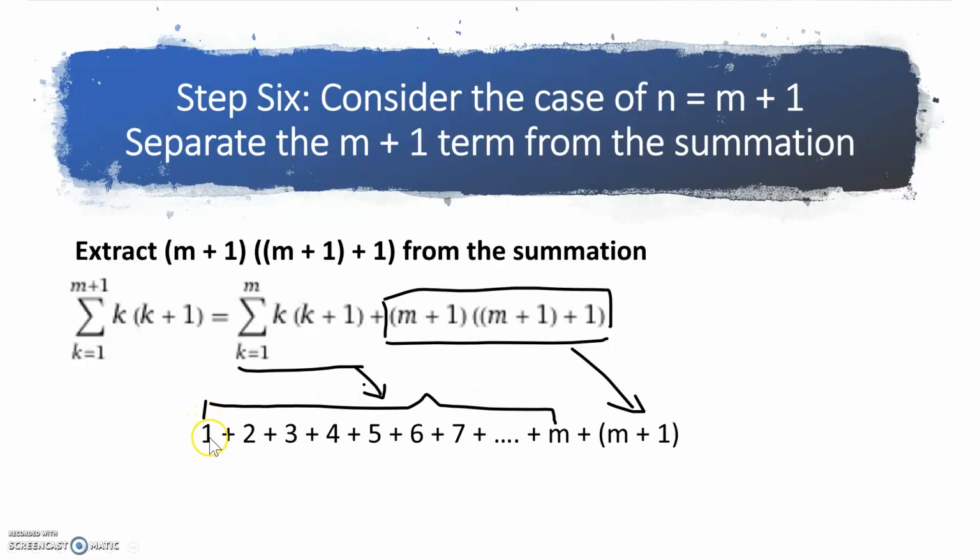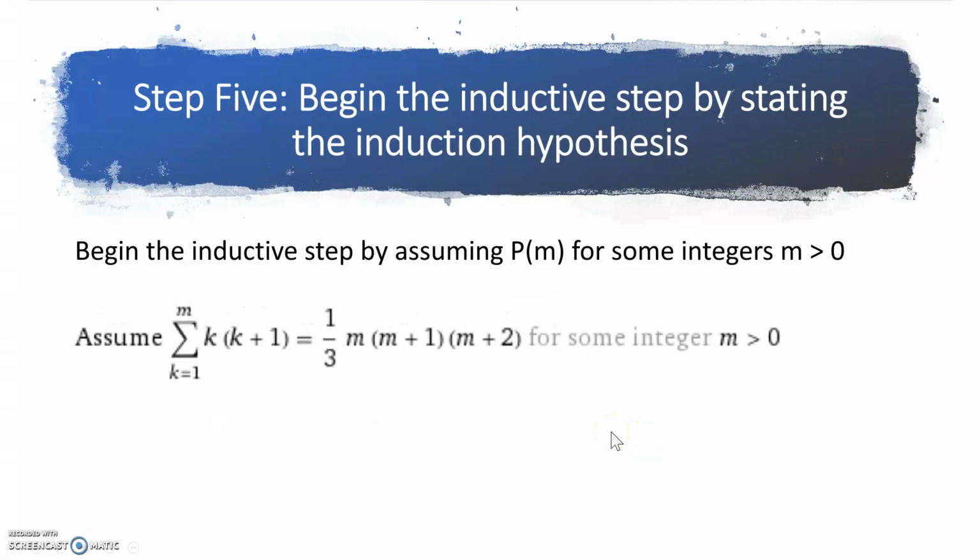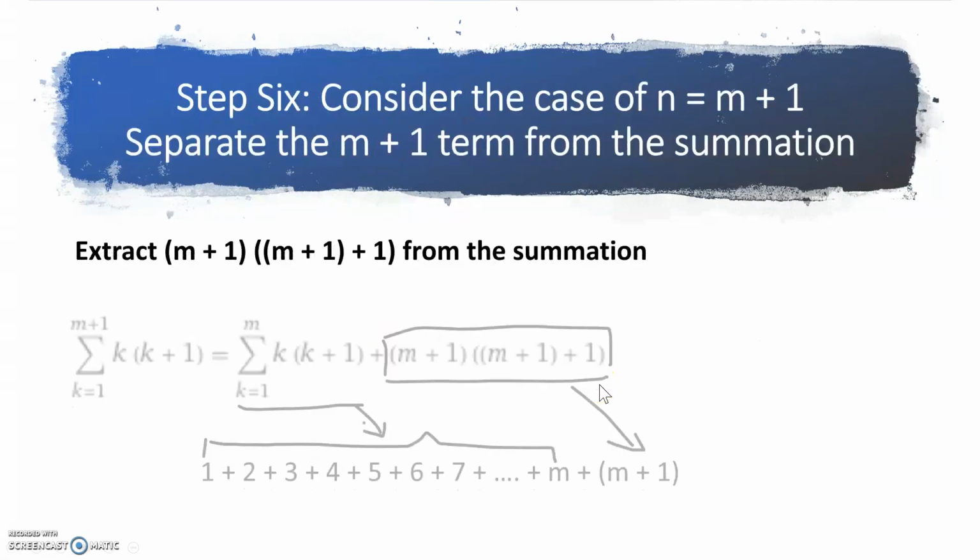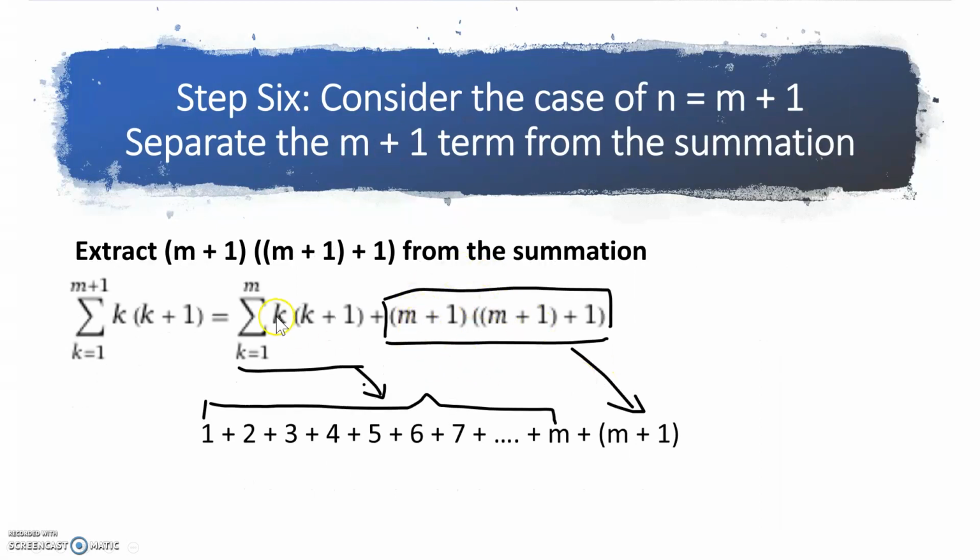This formula means 1 plus 2, 2 plus 3, 2 plus 4, 5, 6, 7, and then all the way to m, and then we add m plus 1. The first part represents the sum from 1 all the way to m, and this one means m plus 1. So we separate it. We put this m plus 1 term in like that. We put m plus 1 into this formula, and we get this number, and then we get this formula.